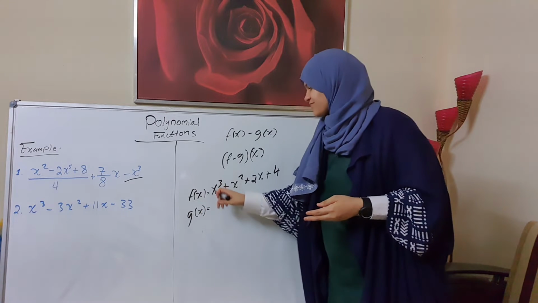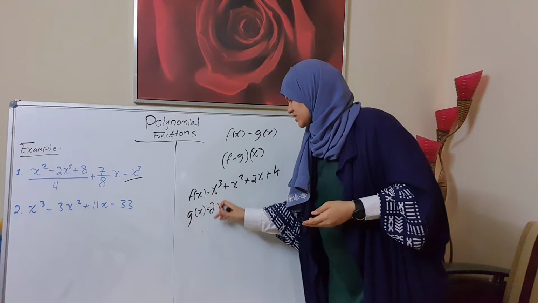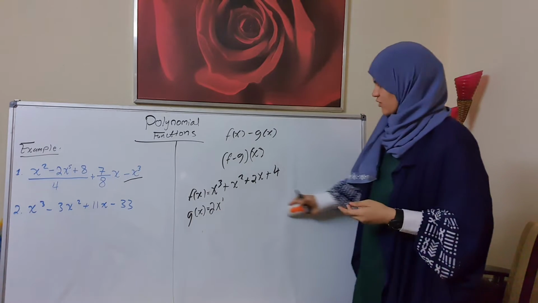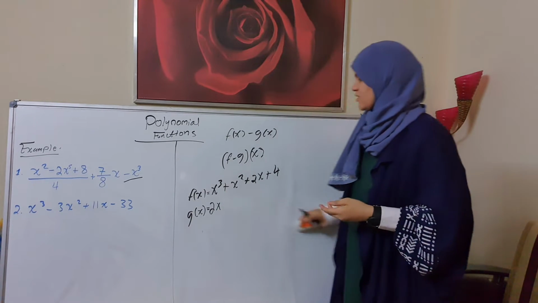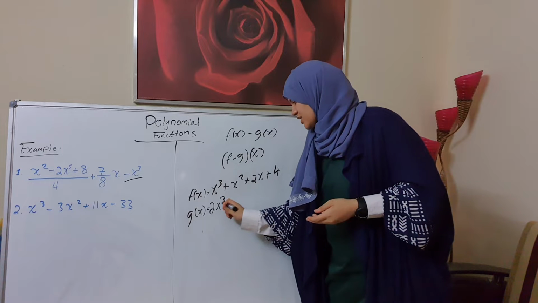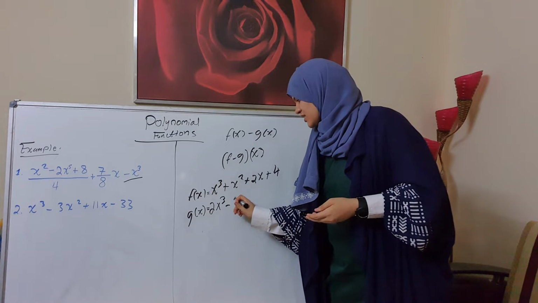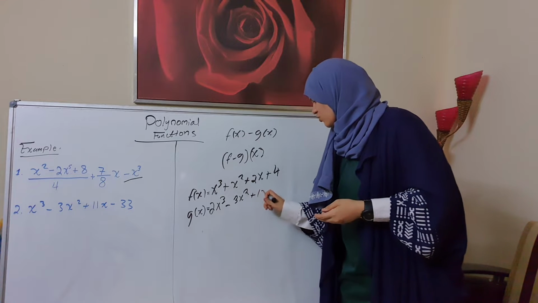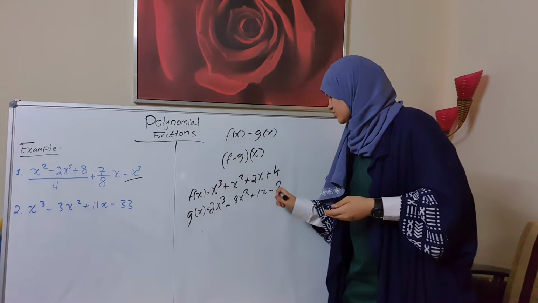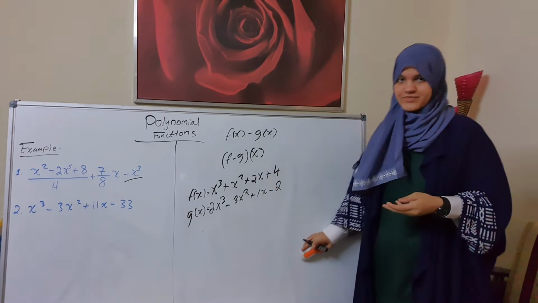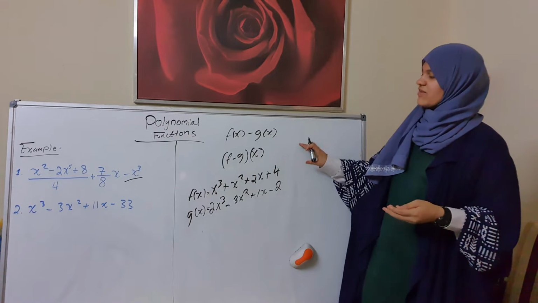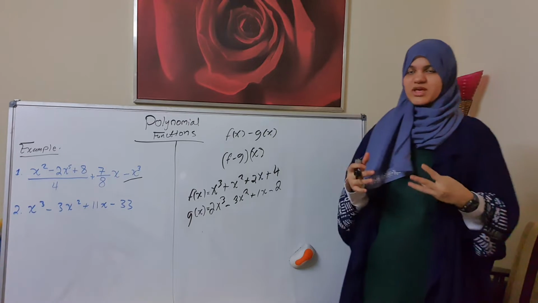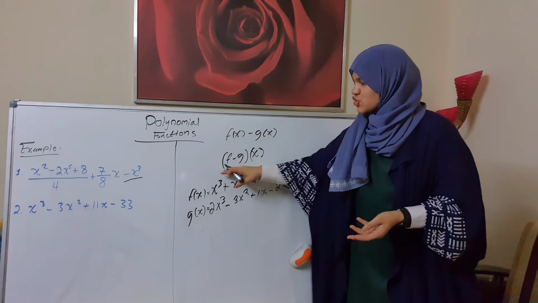And g of x is equal to 2x to the power of 3 minus 3x to the power of 2 plus 1x minus 2. Okay, now we have f of x and g of x. Now we'll subtract them, or we can put it this way.